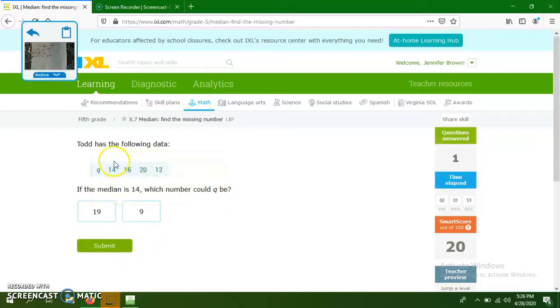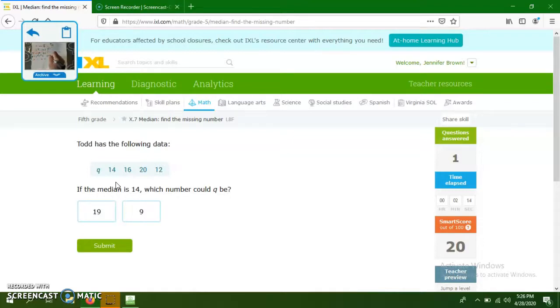And now we'll try another one. Again, median's the middle. It's got to be lined up least to greatest. So I'm going to write my data out first. I'm going to ignore that Q, that missing number. I'm just going to order 12, 14, 16, 20.